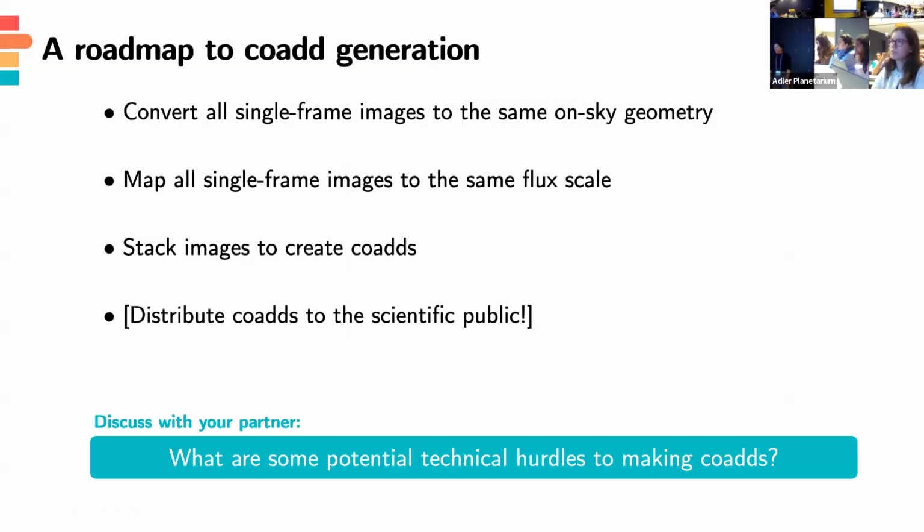Okay. So we talked about why we want to make co-adds. How do we actually go about making co-added frames? There are really 4 steps. The first is to convert all of our single frame images to the same on-sky geometry. I will go through these steps in detail, by the way. This is just the roadmap. Second is to map all of our single frame images to the same flux scale, which I'll explain later. The third is to stack images to create co-adds. And the 4th, an extra step now, is to distribute the co-adds to the scientific public.